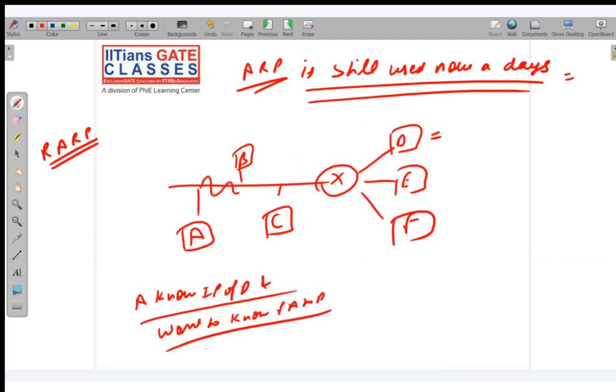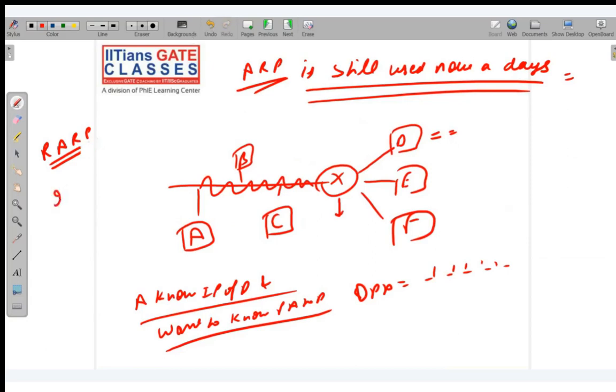So obviously A will send a query packet, and the query packet will reach this router. I think you have got the point that the destination physical address will be all ones. All ones means it will be dropped by the router. So A cannot know the physical address of D. If they are in different networks, you cannot know, because the router will drop the packet.